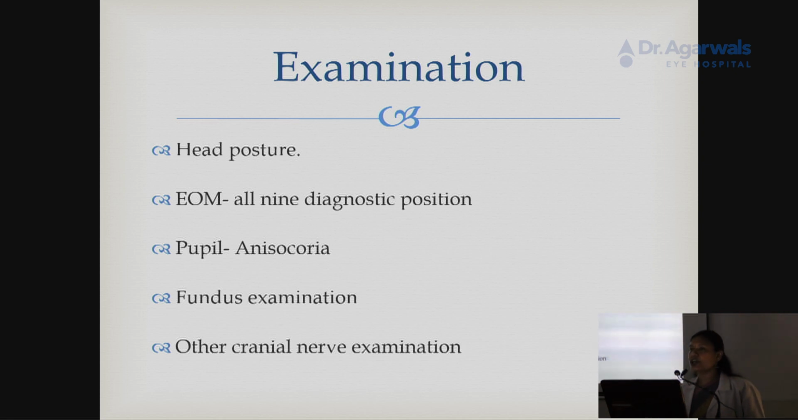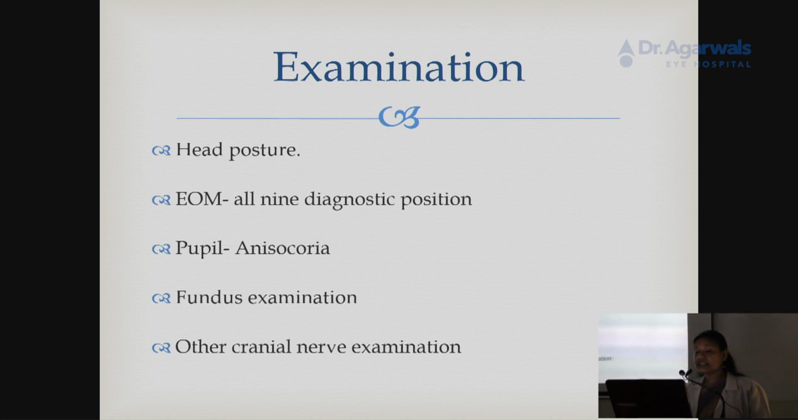Apart from these 9 diagnostic positions, you have to look for convergence, and the other thing is saccades. Saccades is another important thing which is very helpful in cases of supranuclear gaze palsies. And you have to look into the pupil specifically for anisocoria, whether there is a dilated pupil or a constricted pupil. In cases of a nerve palsy, the pupil plays an important role.